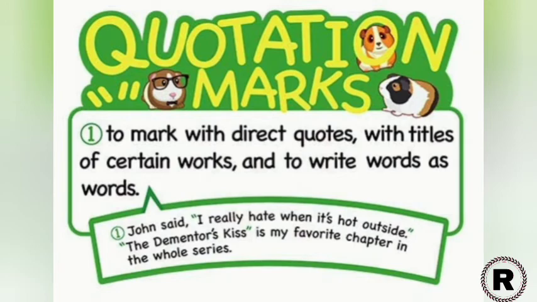After this, let's discuss the next punctuation mark, and that is the quotation marks. How do we use these quotation marks? As you can see, there are two commas on each side and they are written on the upper side of the line. To mark direct quotes, with titles of certain works, and to write words as words. This means that when somebody said something to me and I have to tell the same thing exactly in those words, then we use the quotation marks.